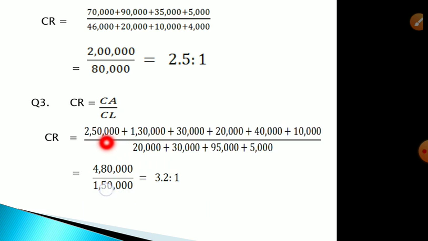So the amounts are 2,50,000 of inventories, 1,30,000 of trade receivables less provision, short-term investment 30,000, prepaid expenses 20,000, cash and bank balance 40,000, accrued income 10,000. And the liabilities we have mentioned: short-term provision 20,000, short-term borrowings 30,000, trade payables 95,000, and expenses payable 5,000. Total of the current assets is 4,80,000, current liability is 1,50,000, which will give us 3.2:1 as the answer.